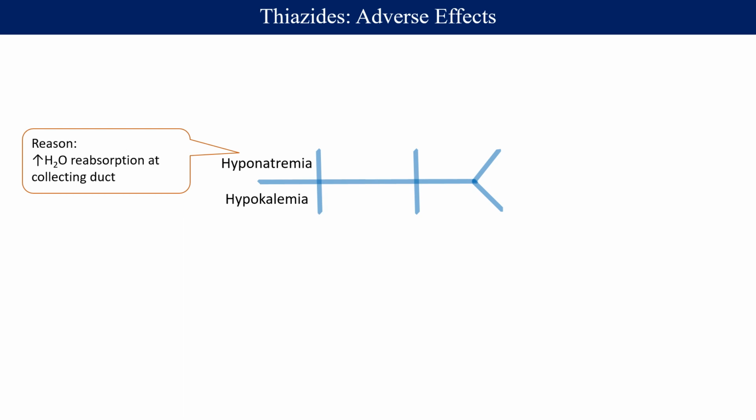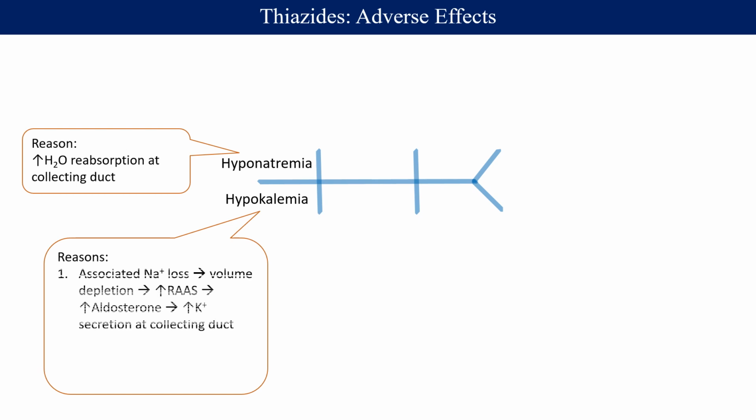Hypokalemia is commonly observed. Similar to loop diuretics, hypokalemia occurs because, number one, the associated sodium loss leads to hypovolemia, activation of the renin-angiotensin-aldosterone system, thus aldosterone-induced potassium secretion at the collecting duct. Number two, the increase in sodium delivery to the collecting duct also enhances potassium secretion from principal cells at this segment.